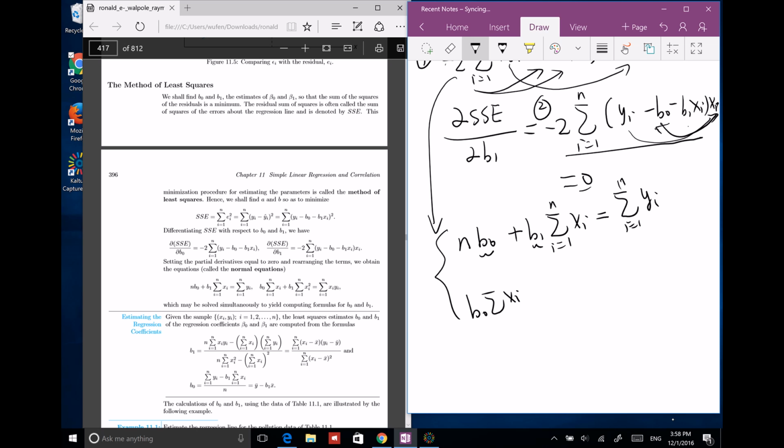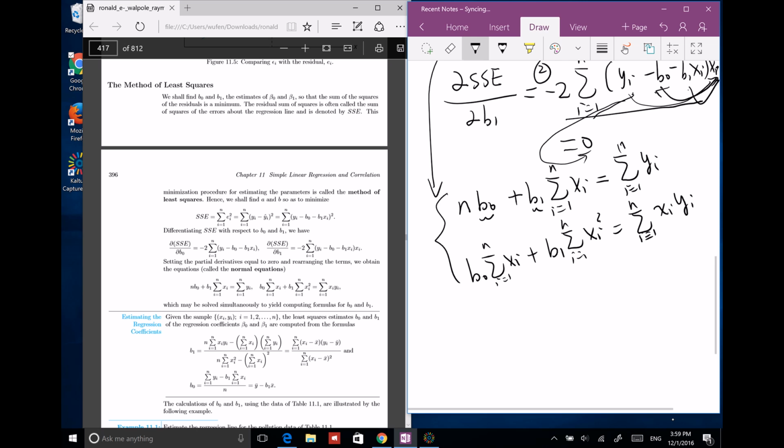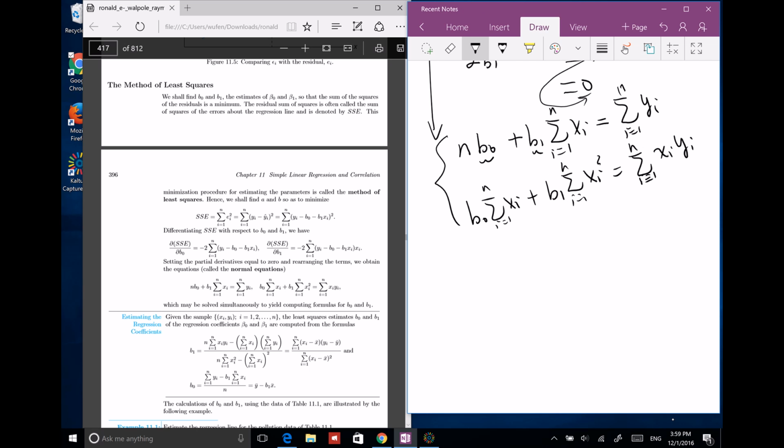So you have b0 multiplied by the sum of all the xi, and plus b1 times the sum of xi square, i from 1 to n, equals, shifting the other one to the other side because this equals 0, the negative goes to the other side, the sum from i equals 1 to n of xi yi. Alright, so all the xi and yi are given values. n is given, how many data you have. Only b0 and b1 are not given, they are what we are looking for. So solve this two-dimensional linear equation.